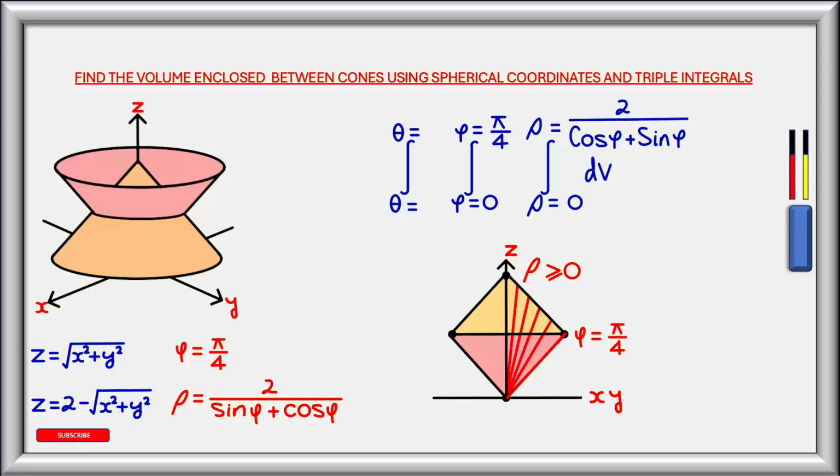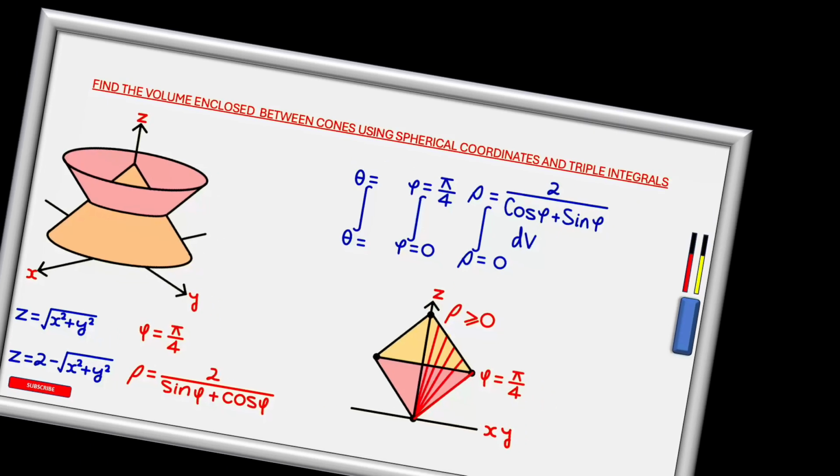So the lower limit of integration for phi is where it begins, so phi equals 0. And then the angle of phi extends to where the orange cone meets the red cone. And we know that the equation of the red cone in spherical coordinates is phi equals pi by 4. And this forms the upper limit of integration for phi.